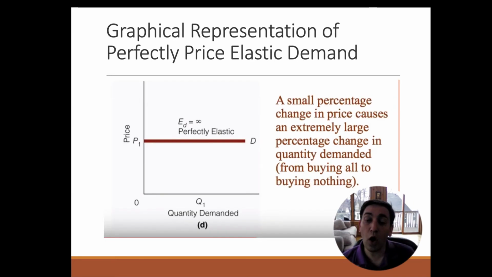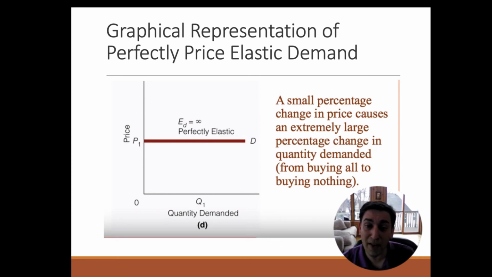You could also have perfectly elastic, which is the exact opposite of inelastic, which is you'll buy all you can at a given price. But if the price goes up a little bit, you change your behavior and you don't buy any from them. So that's what we're going to use when we start talking about perfect competition.